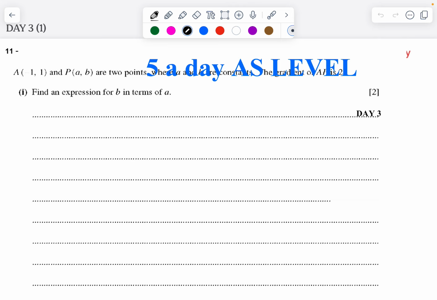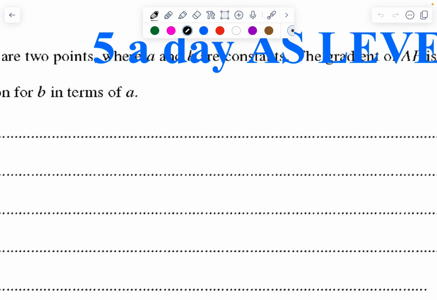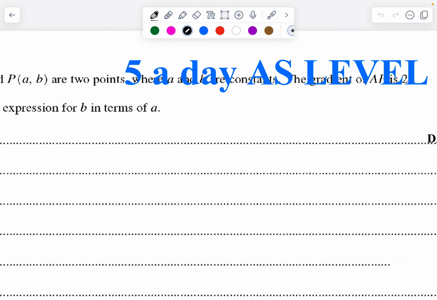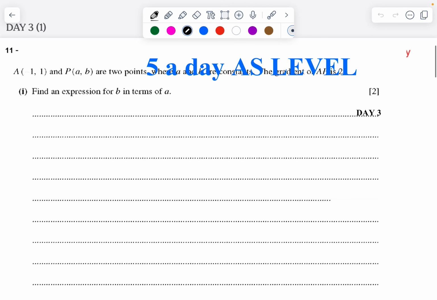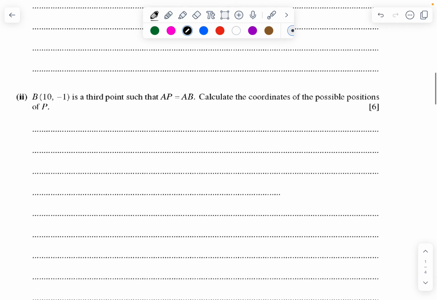Point A is given, point B is given such that, where A and B are constants, the gradient of AB is 2. So what is the gradient of AB? B minus 1 over A plus 1 equals 2. So B minus 1 equals 2A plus 2. So 2A plus 3 equals B. B is (10, -1), the third point.